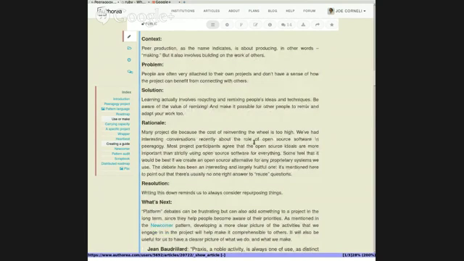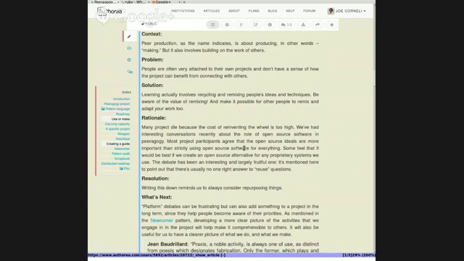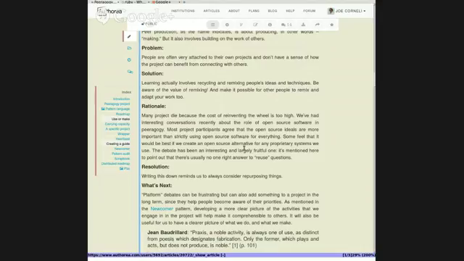We've had interesting conversations recently about the role of open source software. Most project participants agree that open source ideals are more important than strictly using open source software for everything. Some feel that it would be best if we create an open source alternative for any proprietary systems we use. The debate has been interesting and largely fruitful, but there's no one right answer to reuse questions. Well, that's a bit too verbose, but it's true.